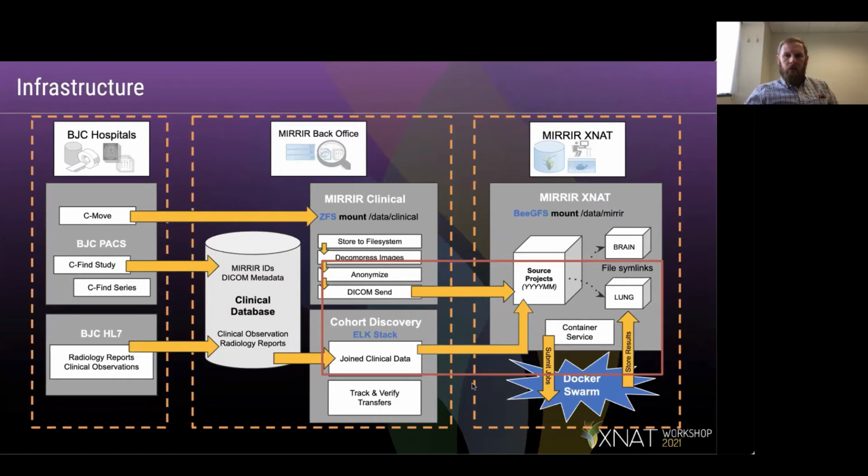So back to the ELK stack and how we create cohorts from this: with this joined clinical data, the DICOM metadata and reports, we're able to do some of those queries that you saw. It'll output our list of studies we want, and then we send a request to XNAT, and this will go ahead and build these research projects that we can then give access to the PIs, and then they have control of co-investigators who they can give access to.